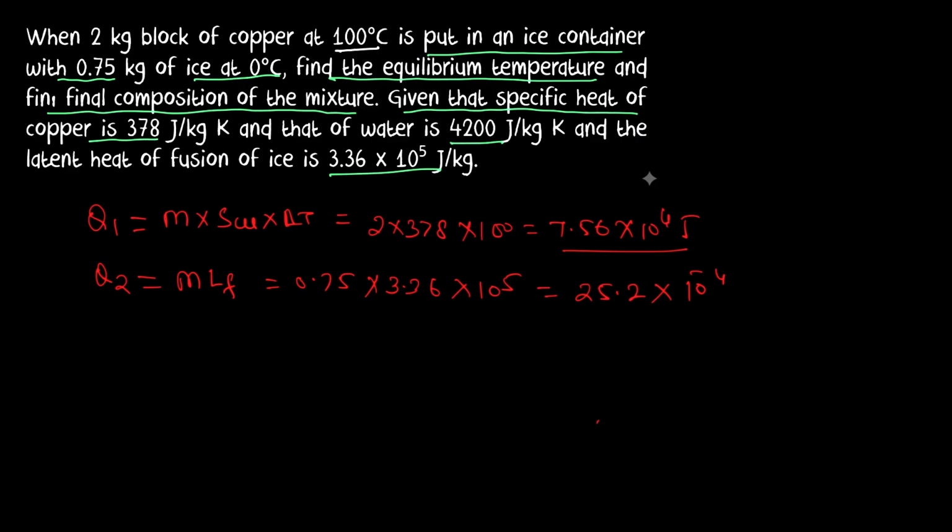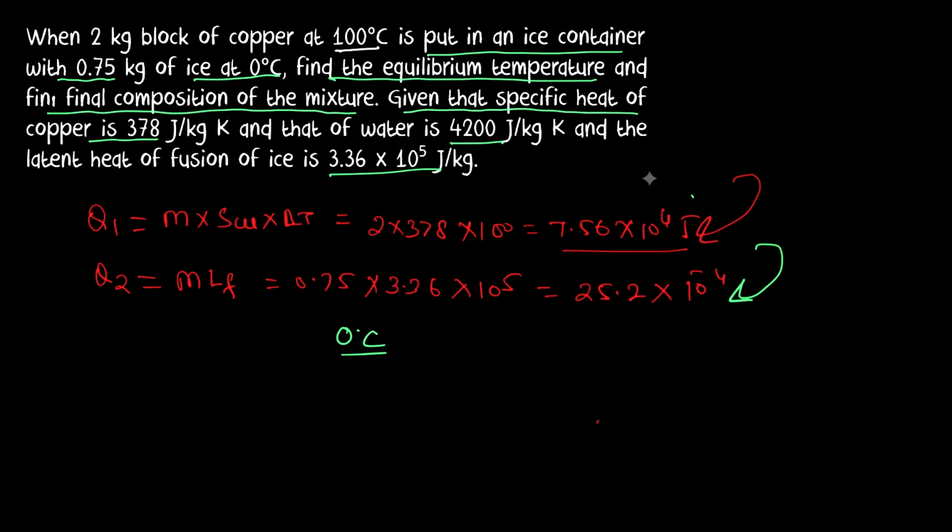So this is heat given and this is heat required. Now you can see that heat given is less and heat required is more. It means complete ice will not melt. It means in the container ice will be left, and if ice is left, in that case the temperature will remain 0 degrees Celsius. Why? Because some ice melted and some ice still remains there.